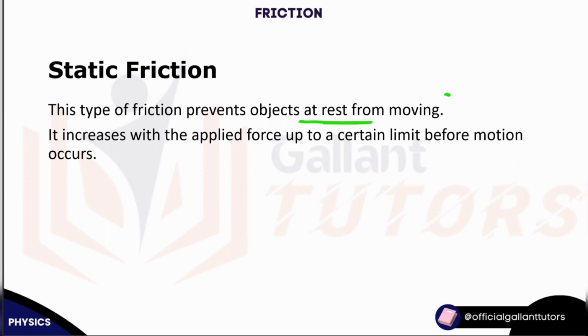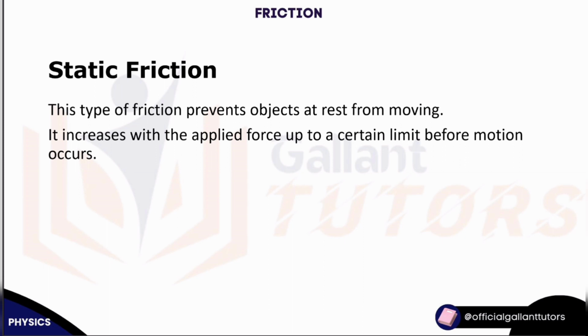A good example is a grounded vehicle, that is, a vehicle at rest. Try pushing it. It might move when you overcome this static friction, which is the opposing force, but you have to keep on applying force to a very large extent.